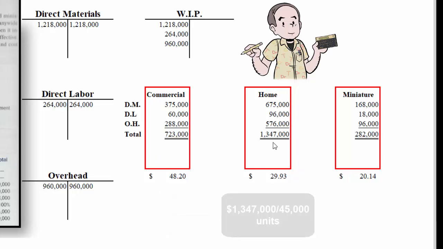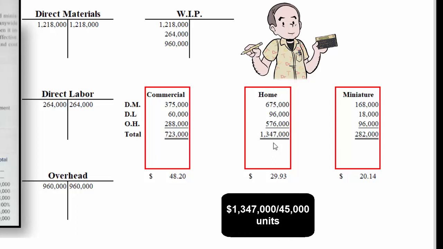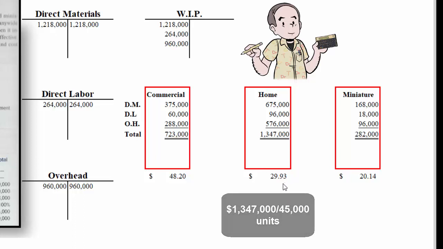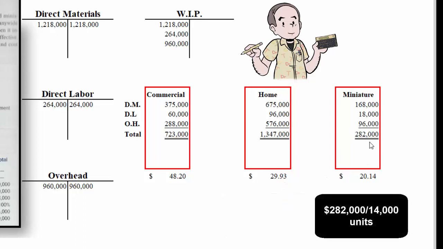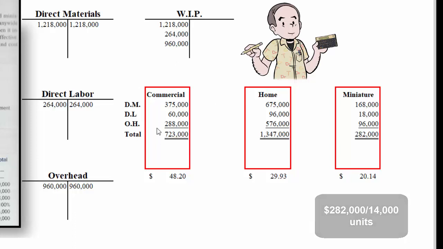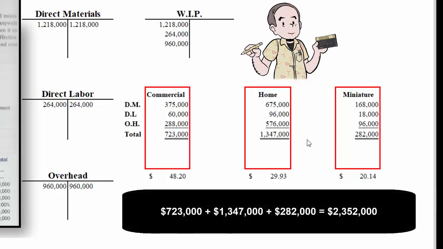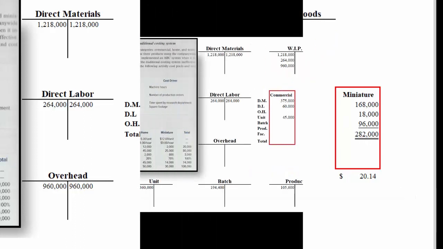The home unit, we spend 1,347,000. That's to make 45,000 units, so our cost is about 29.93 per unit. And the miniature, we spent 282,000 to make 14,000 units, so our cost is about $20.14. Total up all our costs, the commercial total, the home total, and the miniature total, and we get a total cost of $2,352,000. When we go to activity-based costing, we're going to have exactly the same total, but that overhead's going to get allocated a little bit differently between each of the three products.